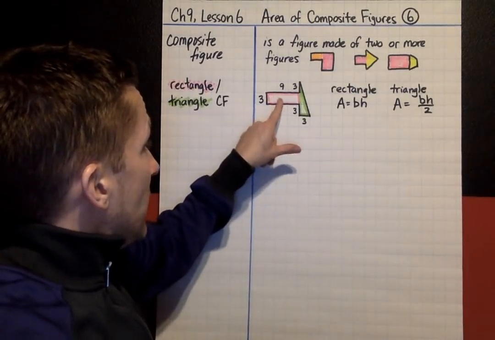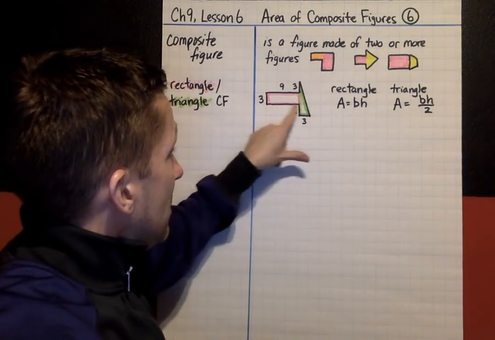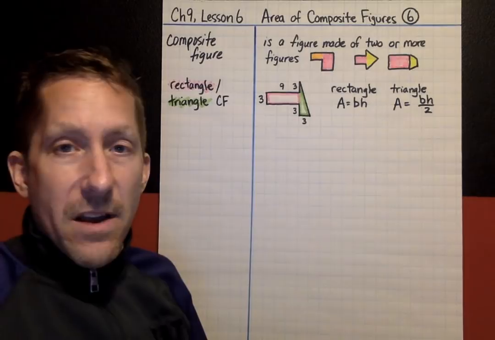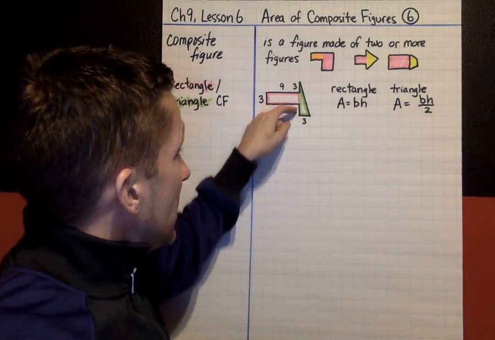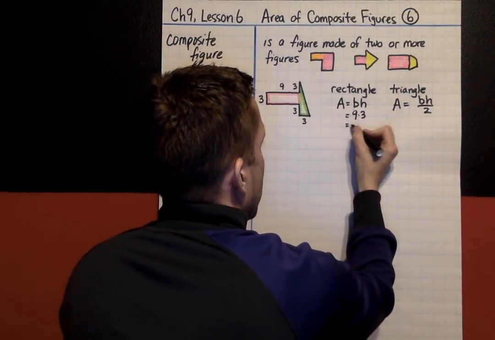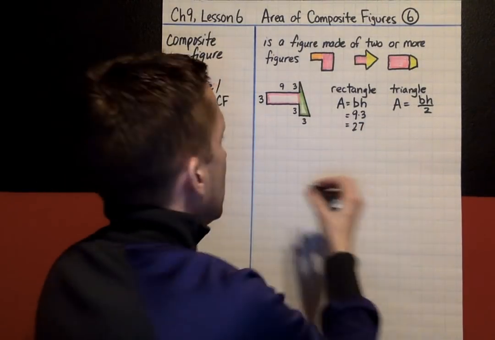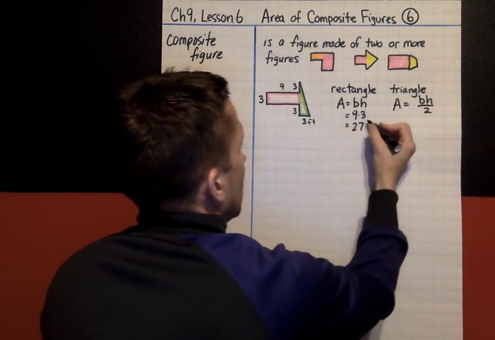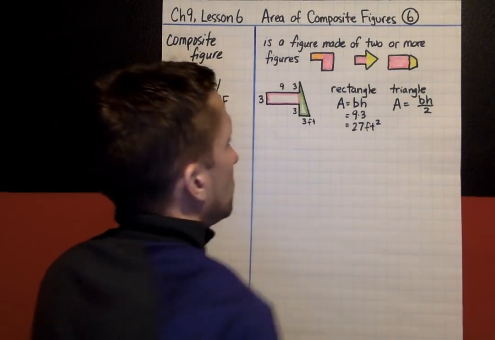Let's work on the rectangle first. So this is a 9, which makes this a 9, and this is the height, which is 3. So the area of that rectangle, base times height, is 9 times 3. So the area of the rectangle is 27. We'll say that these are all in feet. So the area of the rectangle would be 27 feet squared.